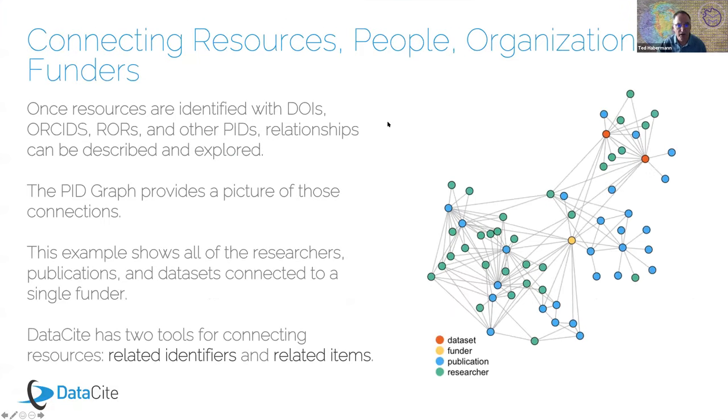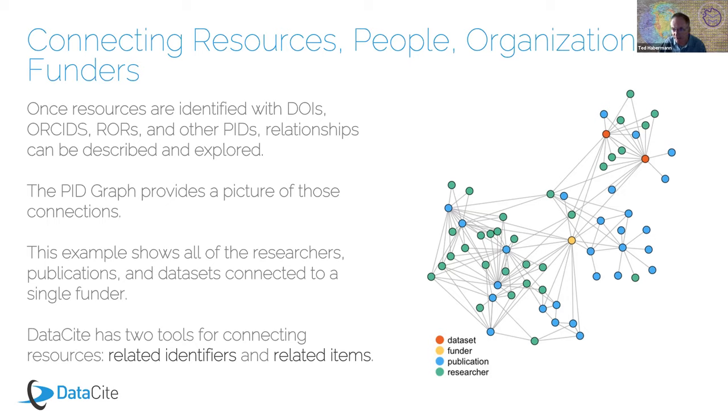Next topic is connecting these resources, people, organizations, funders, and connecting these things together. So this is a picture of a PID graph, and probably many of you have heard about the PID graph. The identifiers that we've been talking about, DOIs, ORCIDs, and RORs, and other PIDs, are what enable the entities, publications, researchers, funders, and datasets to be identified, and they act like primary keys in a database that connects these. The PID graph provides a picture of those.